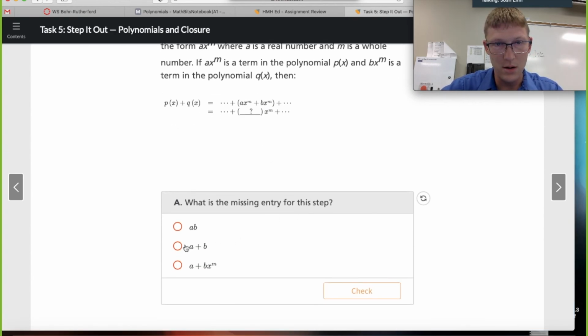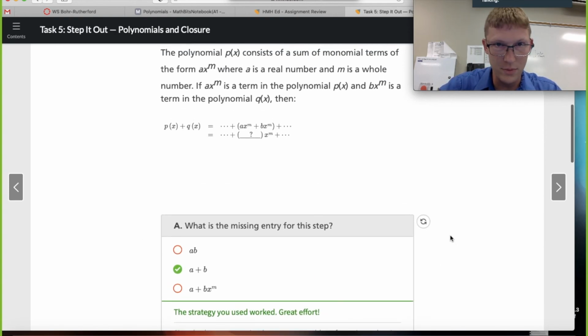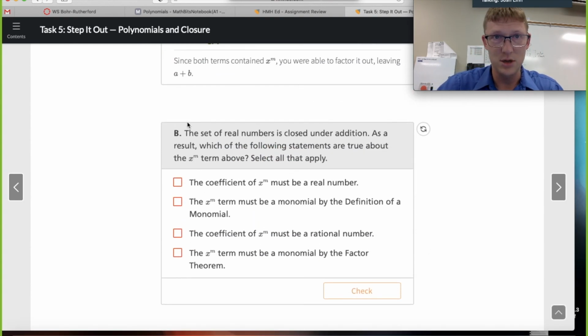So we come down here. What is the missing entry in the step? A plus b. This is kind of theoretical math, the kind of math that you would use for proofs. Let's see here. The set of real numbers is closed under addition.